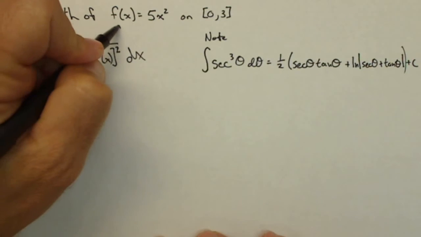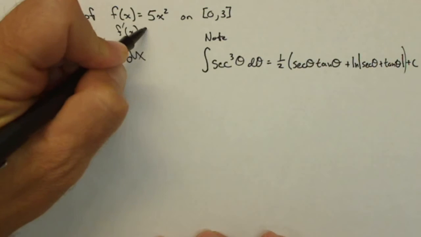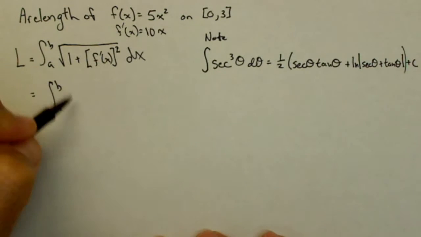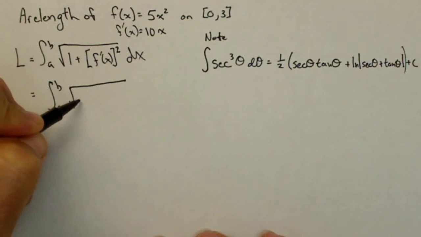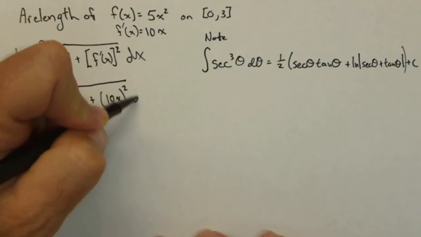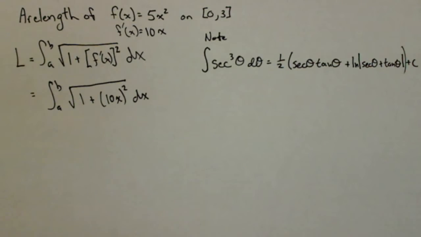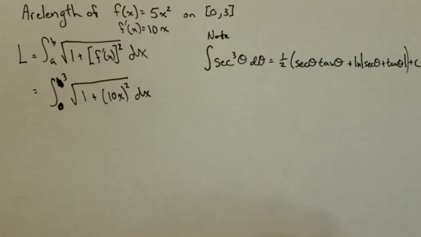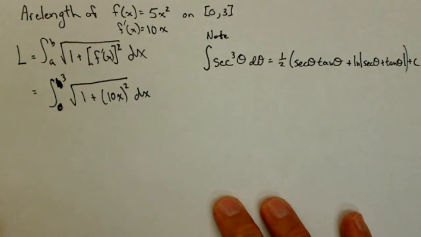So our f prime of x is actually pretty simple. It's just 10x. So we go from a to b, square root of 1 plus 10x squared dx. Now, we can even know our a and b because it's going to go from 0 to 3. Let's just go ahead and put those in. So with technology, we could actually find the arc length right now, and in certain cases that's all we need to do. Let's talk about how we would do this one by hand.